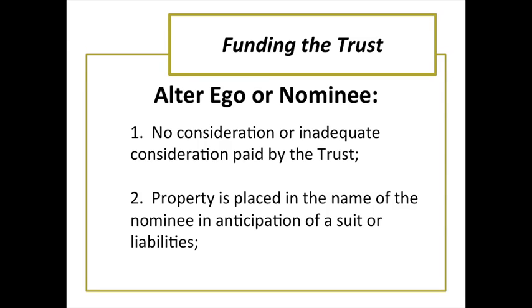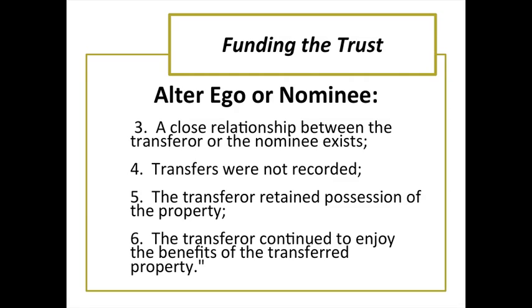Other things they look at for this alter ego or nominee status. A close relationship between the transferor or the nominee exists. Well, in this case, that's going to be a true one. There is going to be a close relationship between you and your trust. So what we want to do is have a preponderance of the factors on our side, but some are going to be against us. In particular, having a close relationship between you and the trust.